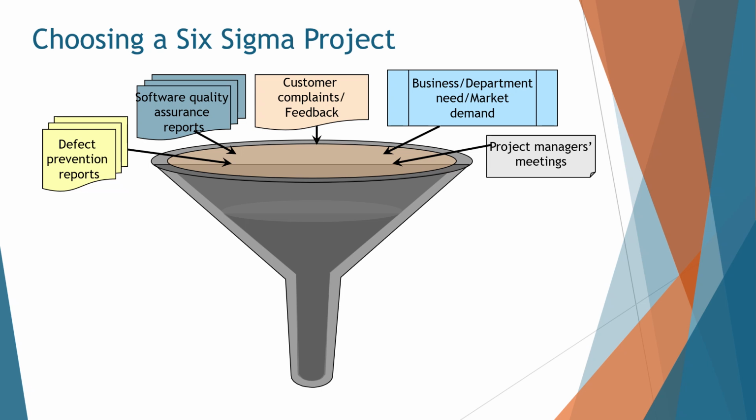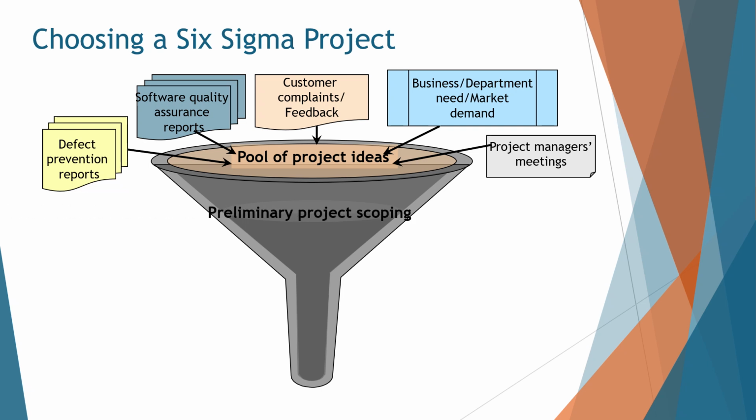So how do you know what's a worthy quality problem that you want to investigate for your project? Well, you can look at defect prevention reports. You can look at software quality assurance reports or customer complaints and feedback. Or what about employee complaints and feedback? What's making them tired at the workplace, right? Business or department needs, market demand, project manager meetings. These are really all great ideas where you can stem your Lean Six Sigma project from. And these are all a pool of project ideas.